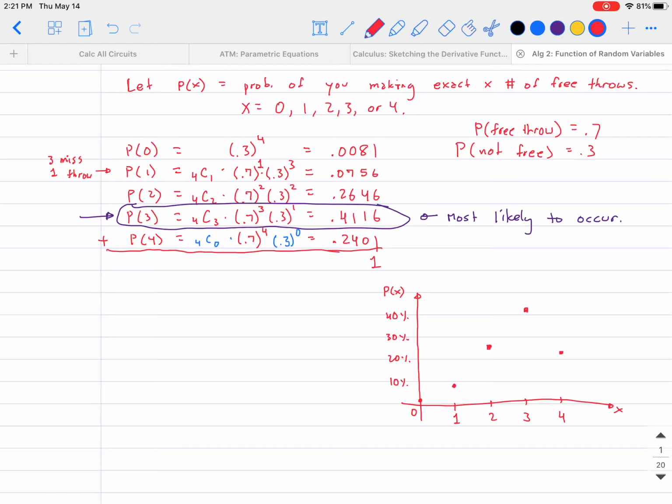And be very careful about how you sketch this curve. You're technically not supposed to connect them because you can't make half of a free throw or a quarter of a free throw. So that means that this is going to be kind of like a perforated curve. So this is what it looks like then. This is what is known as the binomial distribution for the probability.